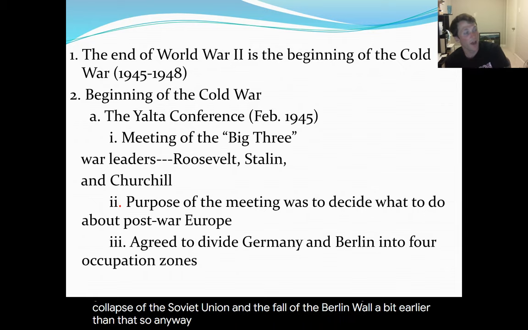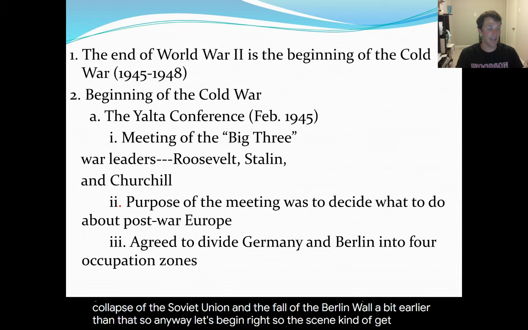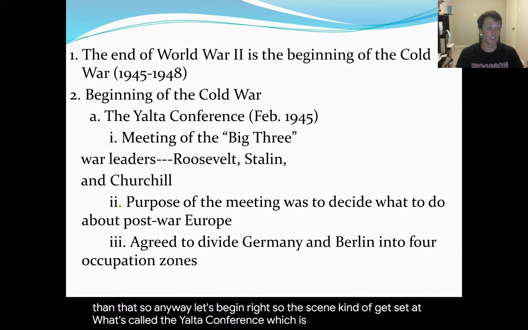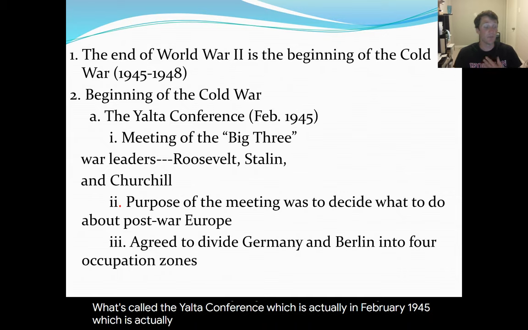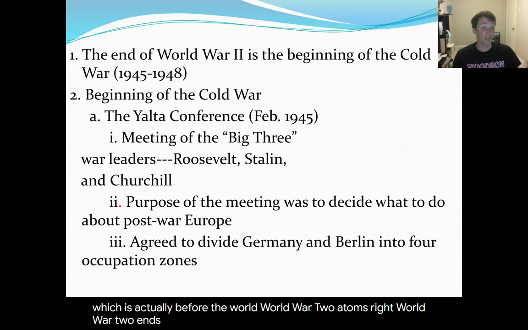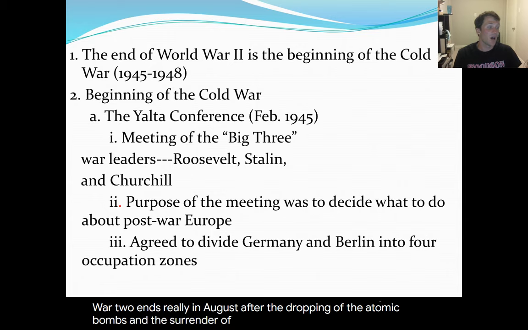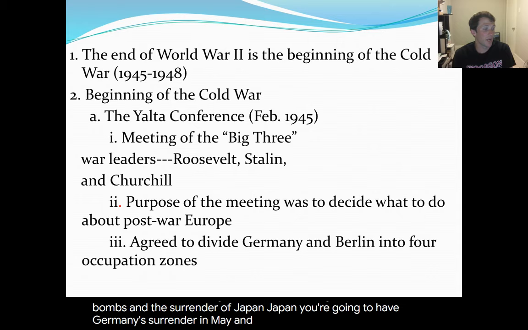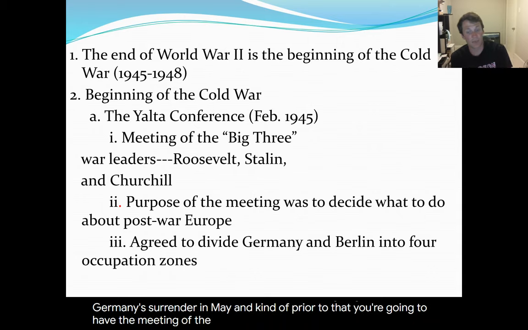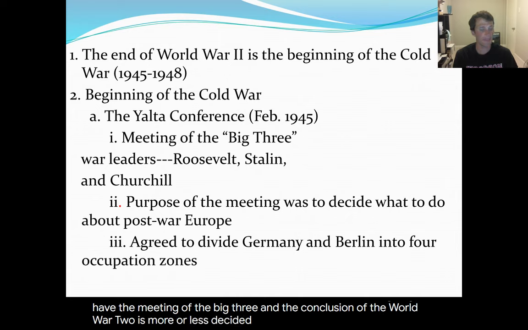So anyway, let's begin. The scene gets set at what's called the Yalta Conference, which is actually in February 1945, before World War II ends. World War II ends really in August after the dropping of the atomic bombs and the surrender of Japan. You're going to have Germany surrender in May, and prior to that, you have the meeting of the Big Three, where the conclusion of World War II is more or less decided.